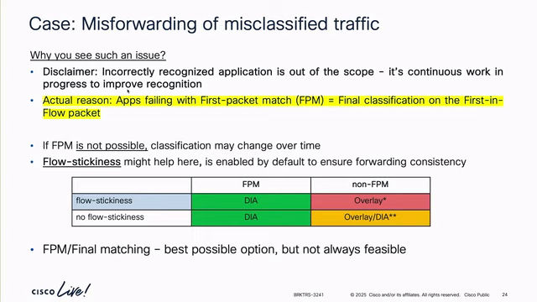So what can we do about this, and what kind of implications could that behavior bring? First of all, if we are not able to recognize with the very first packet, which is called first packet match, FPM, we have basically two options.